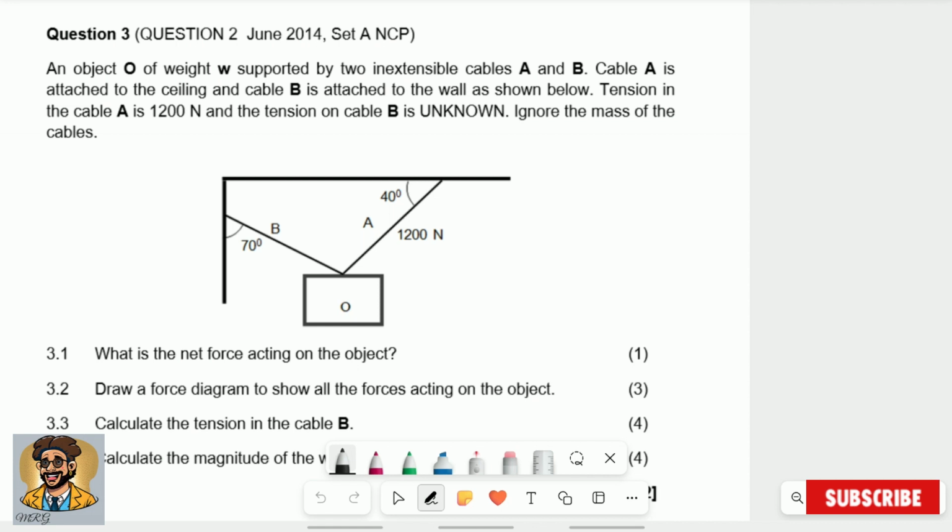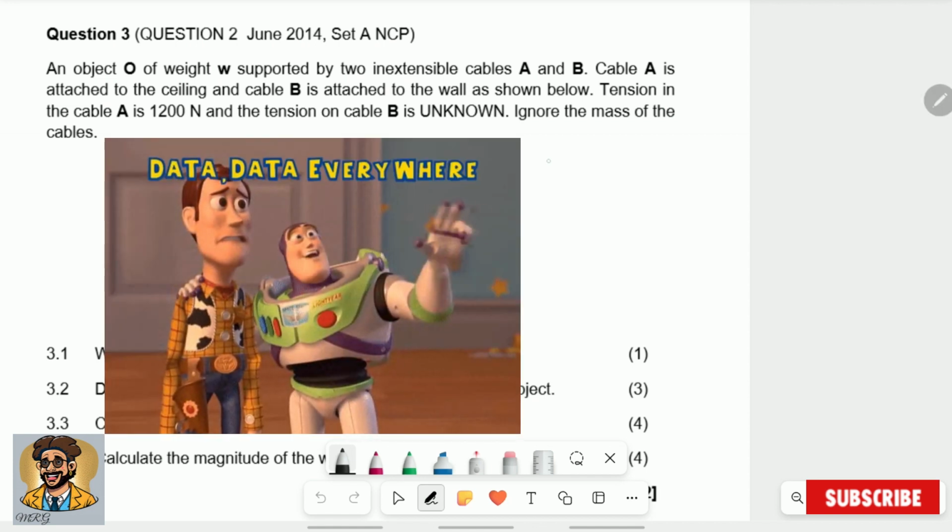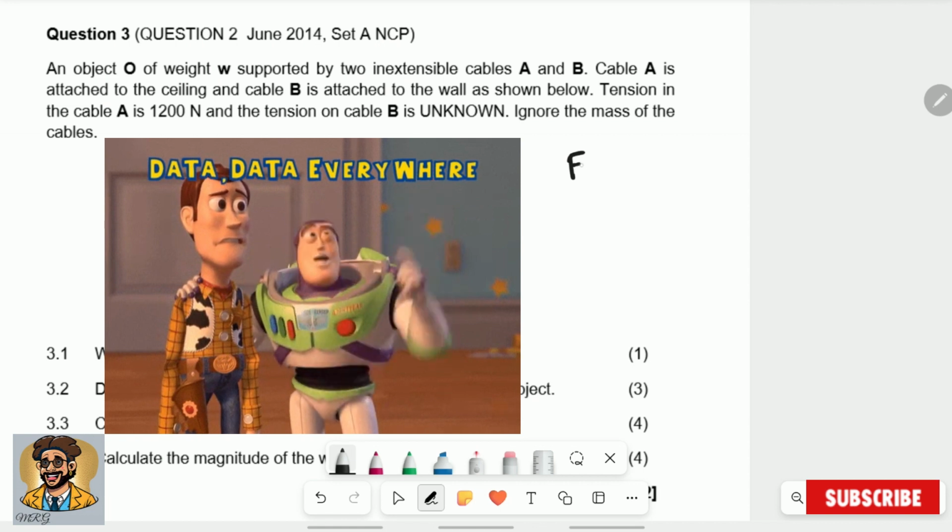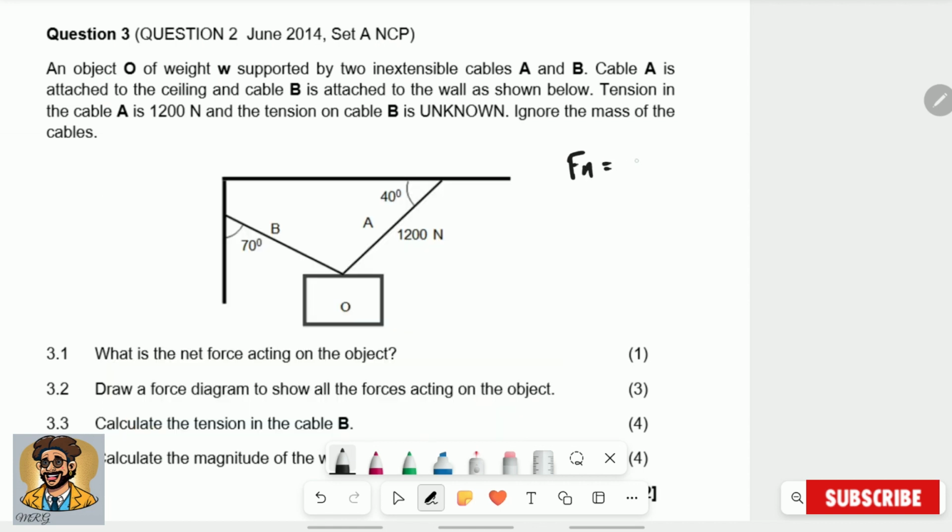And the tension on cable B is unknown. So you don't know how much is TB or FA and FB. For instance, let's write here just for control. So FA, let's say, is 1200 Newton. That is given to you. And FB, you don't know how much FB is there. Okay? Ignore the mass of the cable. So the cables are massless. Cables don't have mass in this question.